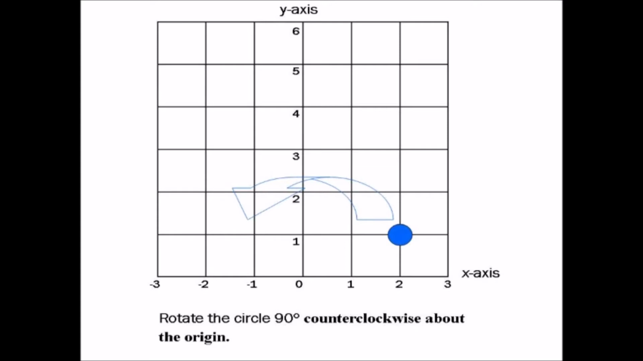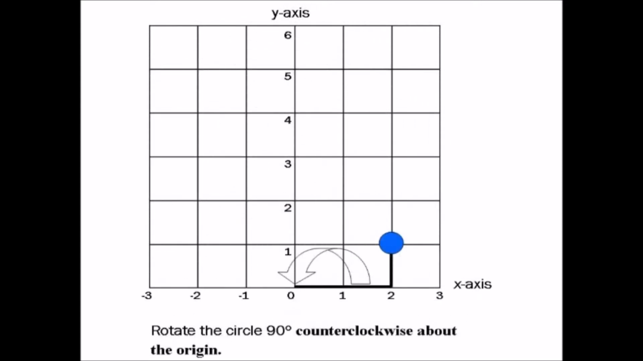Rotate the circle 90 degrees counterclockwise about the origin. So now we would have to move that blue circle at 2, 1. We have to move it across in the quadrant to the left. Why? Because it says counterclockwise 90 degrees and it's about the origin. So we're moving it to the left. First thing you got to realize is where it's going. Now we have to see how to get it there.